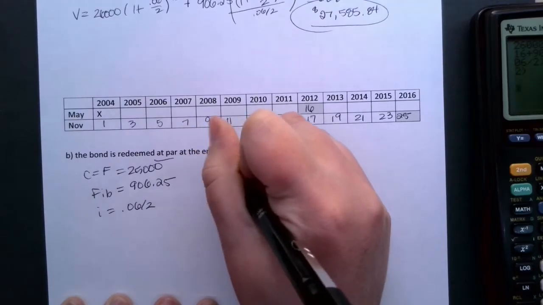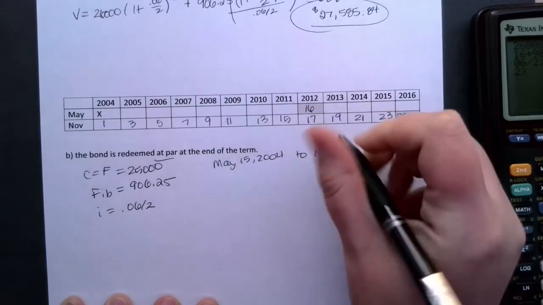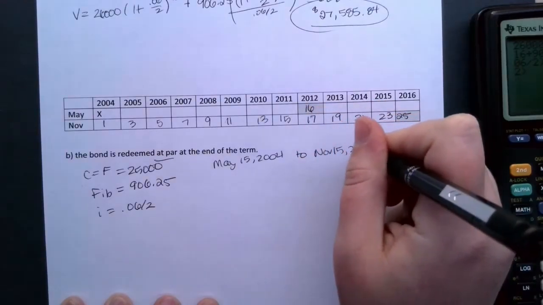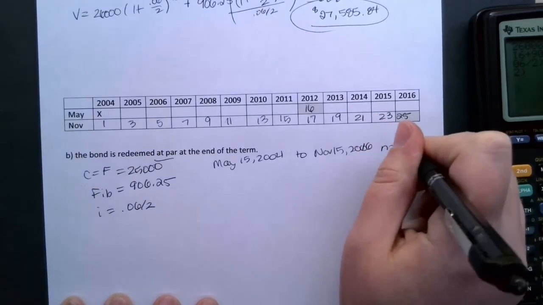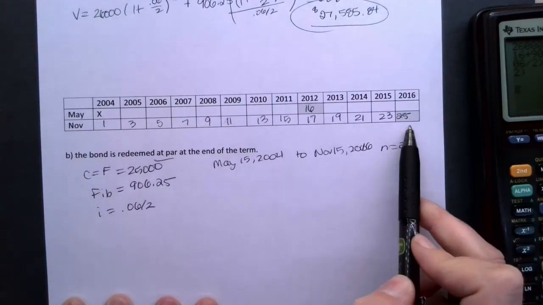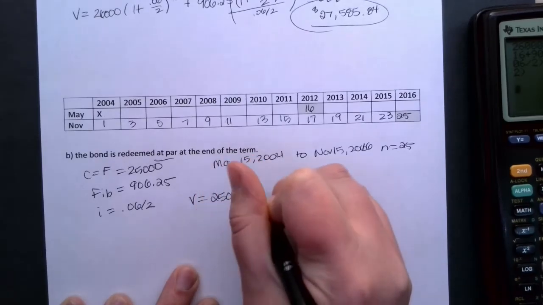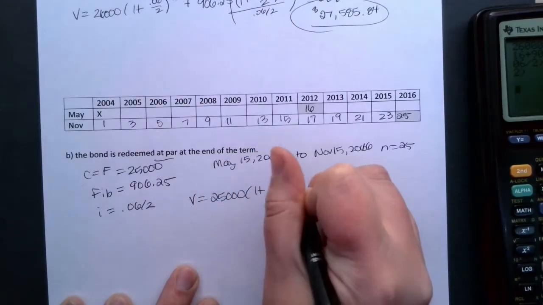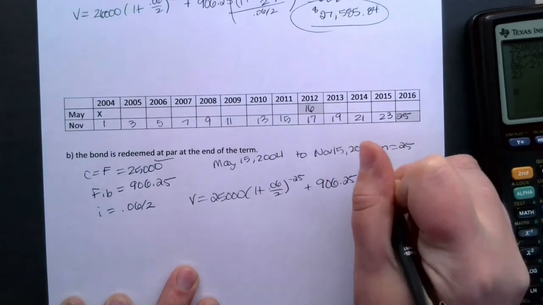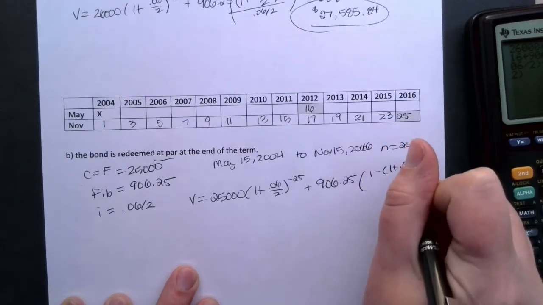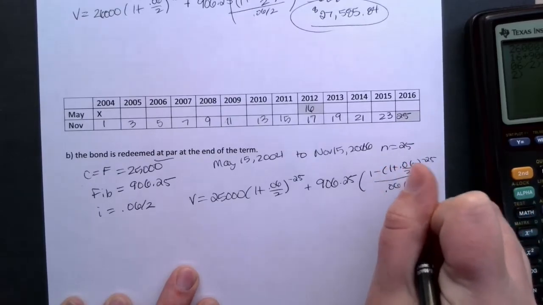So from May 15th, 2004 to November 15th, 2016, N would be 25, right? Because again, we're going the full term. So when we plug this in, our V is going to be 25,000 times 1 plus 0.06 over 2 to the negative 25, plus 906.25. Again, that's the same as what we were using before. And then 1 minus 1 plus 0.06 over 2 to the negative 25, over 0.06 over 2.